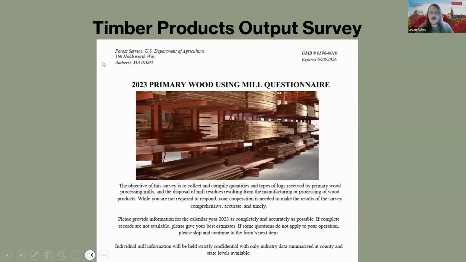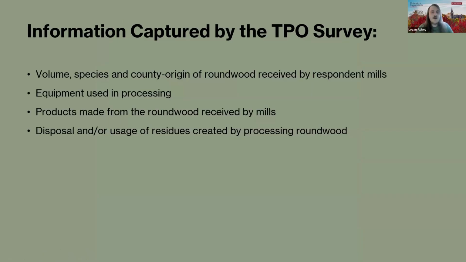So at the Family Forest Research Center, we help with the administration and implementation of the TPO survey in the Northern Research Station. Like Matt said, the survey form looks a little bit different between the research stations, but the information that it captures is very similar. Of course, we're asking about the volume, species variety, and county origin of the roundwood that's received by respondent mills, the equipment they're using, the products they're making, and how they're disposing or using their residues.